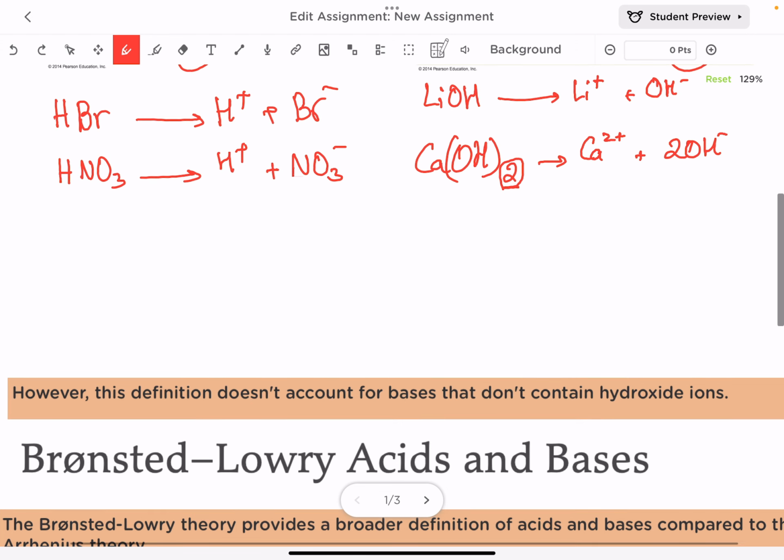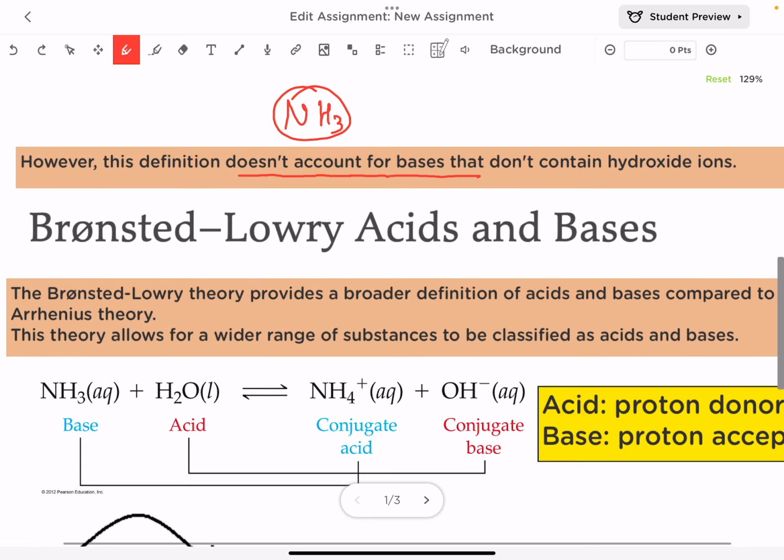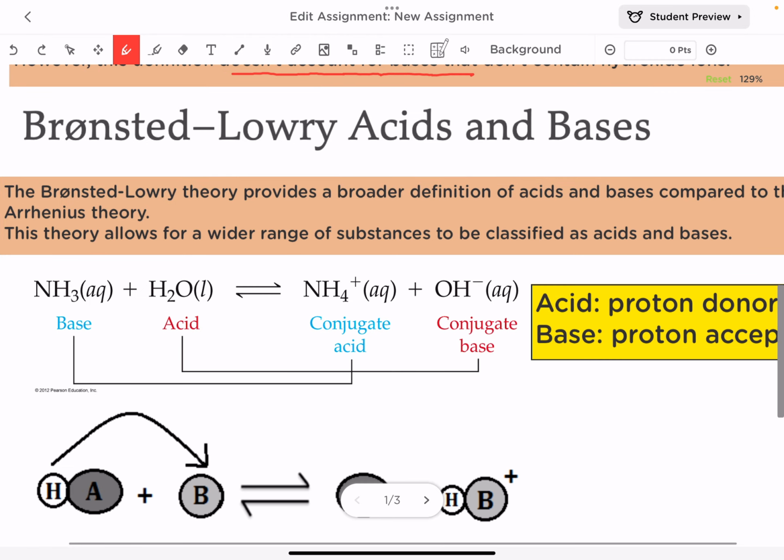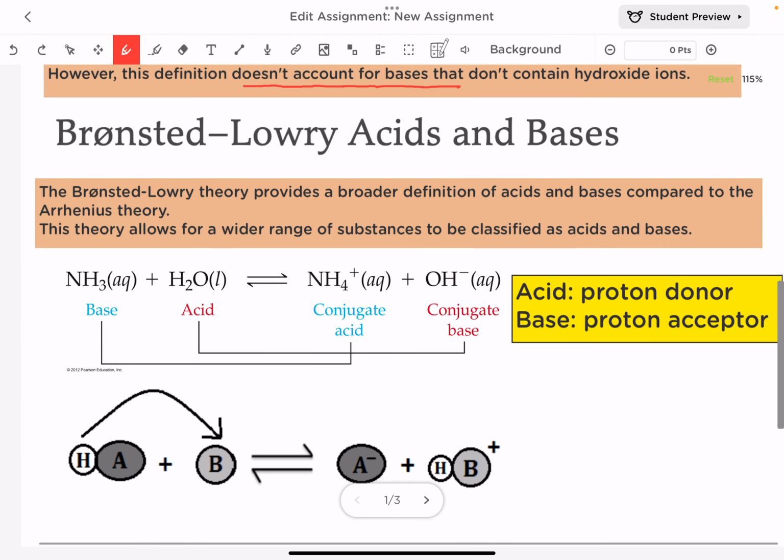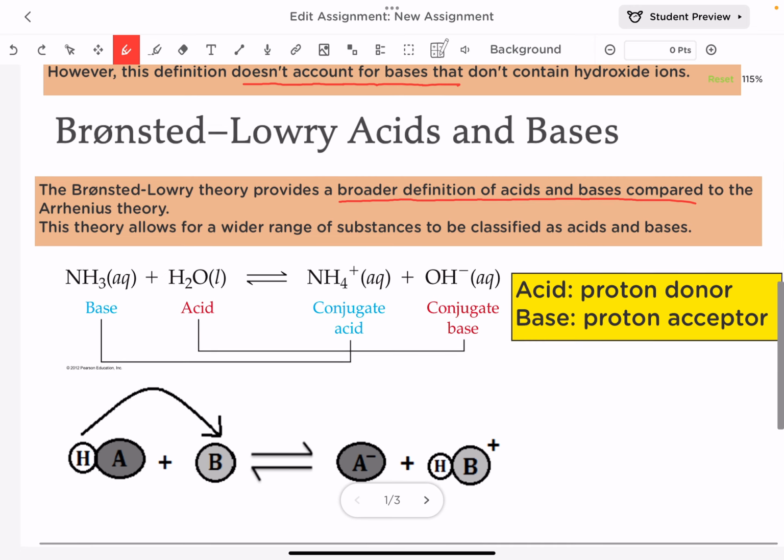However, this definition doesn't account for bases that do not contain hydroxide ions. Like, how can I explain that NH₃ is a base? In this case, we have another theory, which is Bronsted-Lowry acids and bases. This theory provides a broader definition of acids and bases compared to the previous theory, and it classifies acid as proton donor and bases as a proton acceptor.